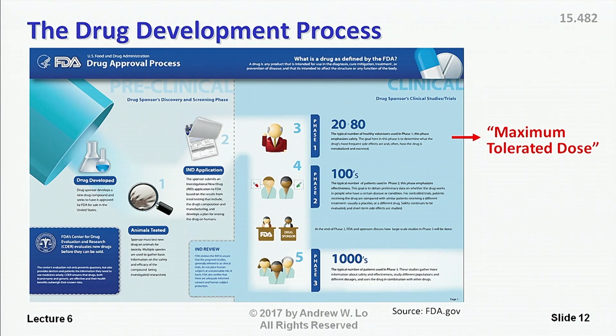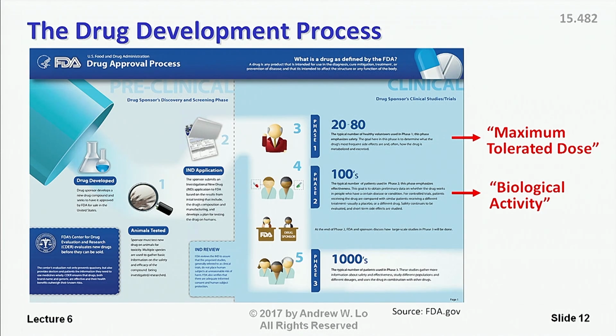And after you establish what the maximum tolerated dose is, at that point, you'll move into phase 2, which is maybe 100 to 500 people. And in this case, you're now looking for biological activity. In other words, does the drug do anything for the disease that you're looking for?